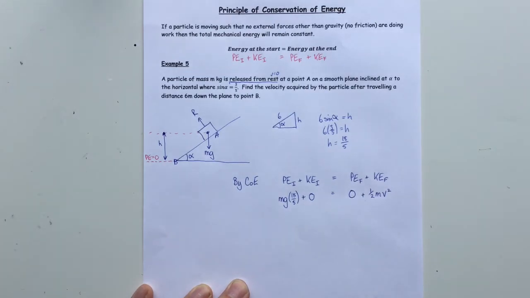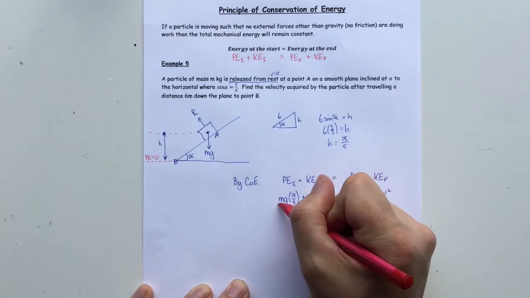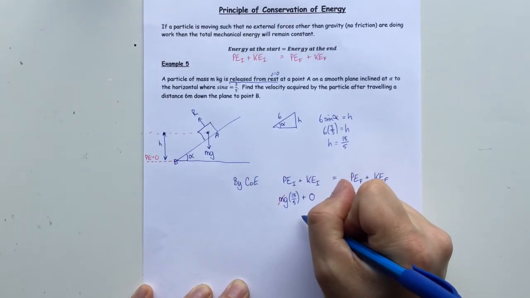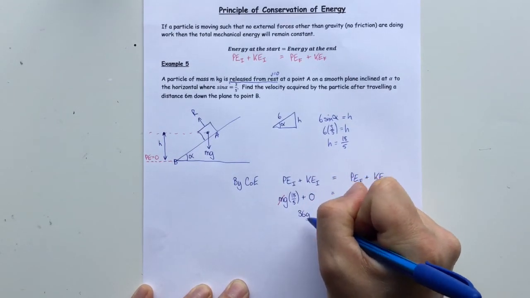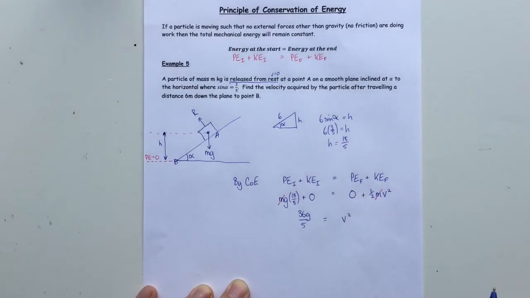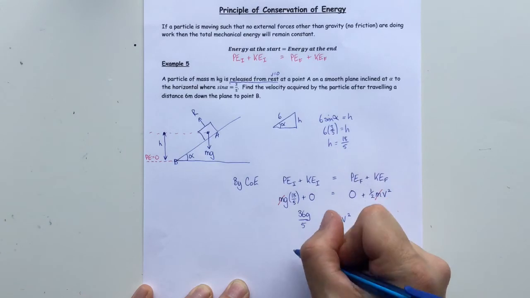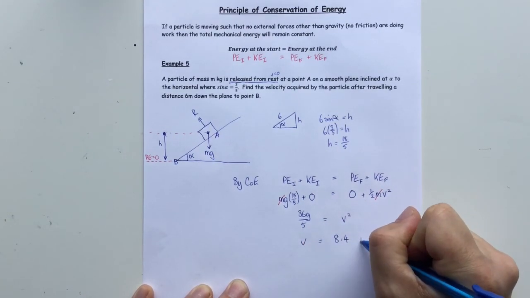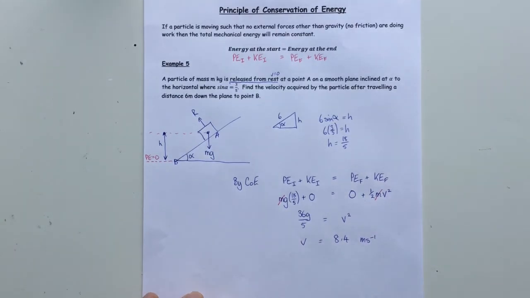So the m's will cancel both sides here. What we're going to get then is that 36g/5 equals v squared. Multiply both sides by 2. And so v equals, we put that into our calculator, v equals 8.4. And again, it's a velocity, so it's meters per second.